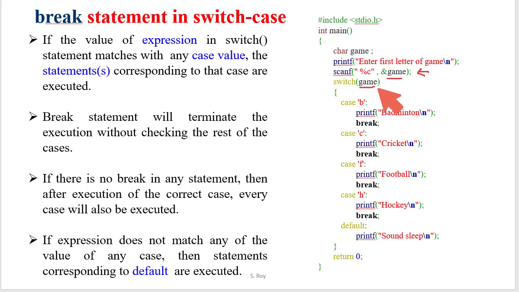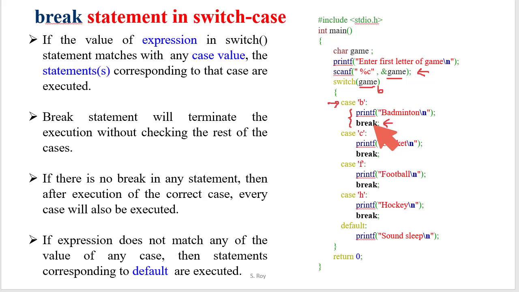I am entering the first letter of different games. Say I am using for these cases badminton, cricket, football, hockey, like this. So the letter which I will enter will be B, C, F, H, like this. What are the case values? If the value I enter through the keyboard is B, then that B will be stored into the variable game. This B will match with the first case. So inside this case, this statement will be executed.